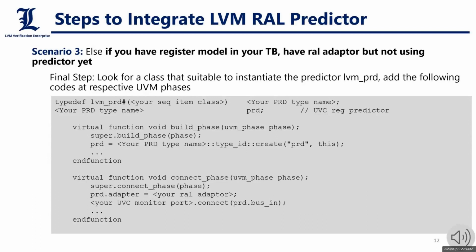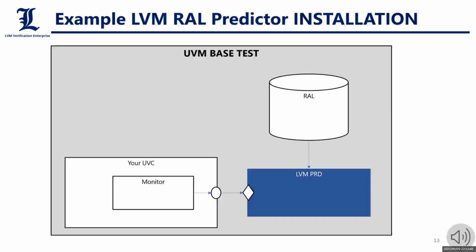In our recommendation, users can choose the base test as the class to instantiate the LVM predictor. As you can see, the predictor is connected to the RAL that is constructed and also the UVC monitor's port.